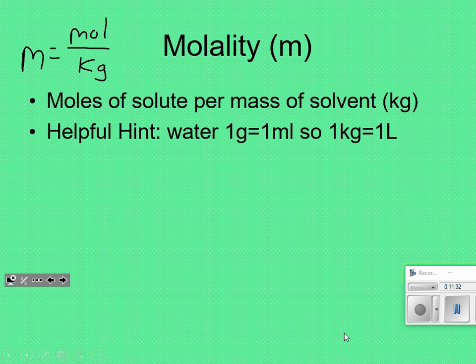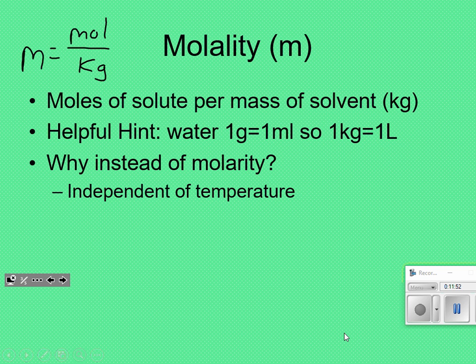Hey, remember that 1 gram of water is 1 milliliter of water? Well, metric-wise, that means 1 kilogram of water would be 1 liter of water. So, why? Why would you do this to us? Molarity is such a nice, neat thing, and now you introduce molality to us. First reason why we have a unit of concentration called molality is because molality is independent of temperature.